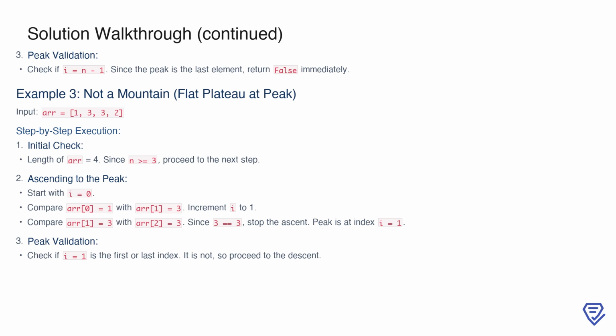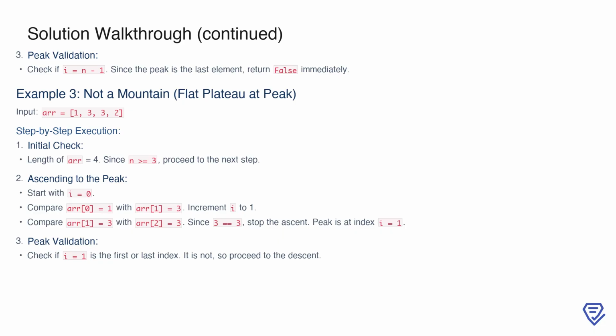A valid mountain array requires that the peak is neither the first index nor the last index. As a result, we return false. Next, consider example 3, where the input array is 1, 3, 3, 2. Once again, we start with the initial check of the array length, which is 4. Since the length meets the minimum requirement, we proceed.